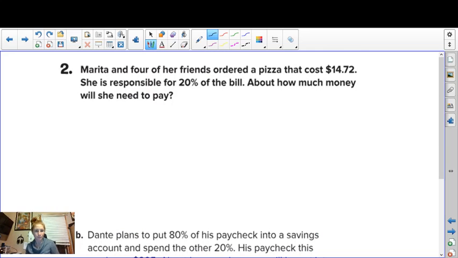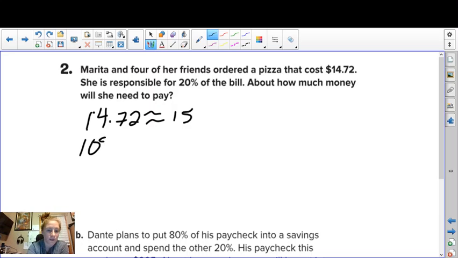All right, number 2. Maria and 4 of her friends ordered pizza that cost $14.72. She was responsible for 20% of the bill. How much money does she need to pay? So this is the second method where we do it in terms of 10%. We're going to take that $14.72 and round it to 15. Make it an even $15, it's close enough.